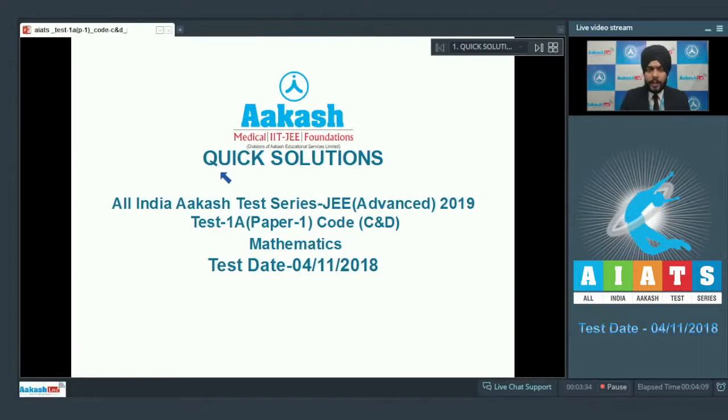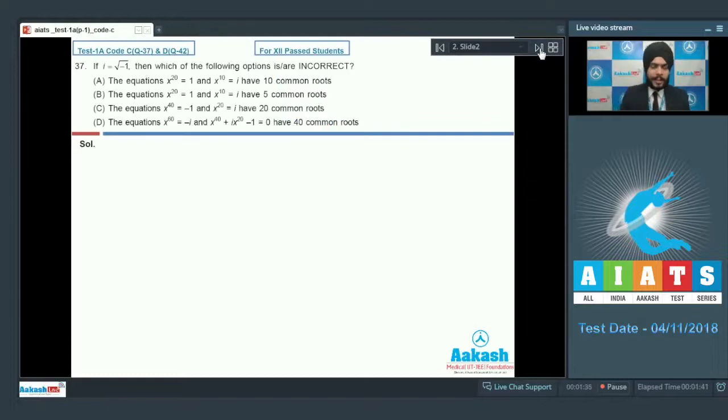I'm your mathematics faculty and today we're going to discuss the quick solutions of AIATS, that is All India Akash Test Series for JEE Advanced 2019, test number 1A paper 1, and the code is code C and code D. This test was held on 4th of November 2018 and let us now start the solution discussion of this particular paper. So let us begin with question number 37, that is the first question of mathematics section.